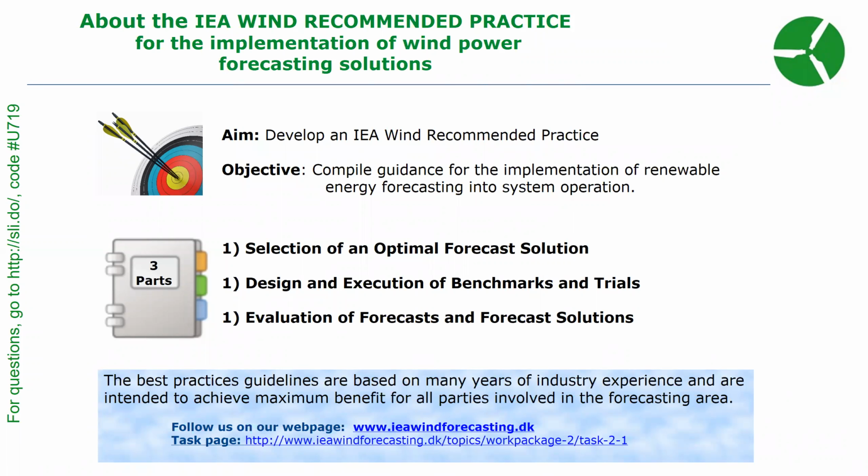And the aim is clear. We want to develop a recommended practice, and our objective was to have a guidance for the implementation of renewable energy forecasting into system operations. This is what we defined as our goal. When we started to discuss how we can achieve this goal, we identified 3 parts where we think it will be useful for the industry to get some guidance and some reference. That was the selection of an optimal forecasting solution, the design and execution of benchmarks and trials, and the evaluation of forecast and forecast solutions.